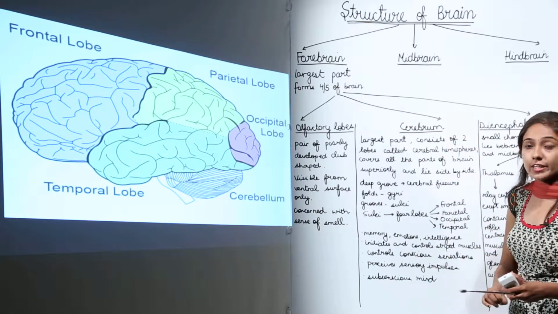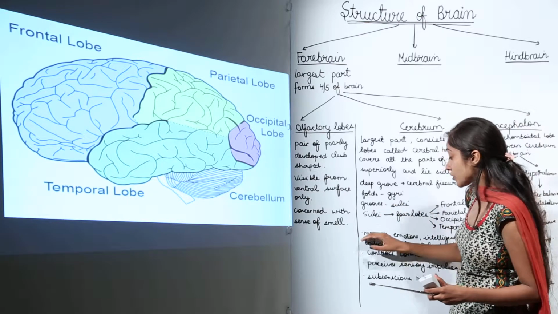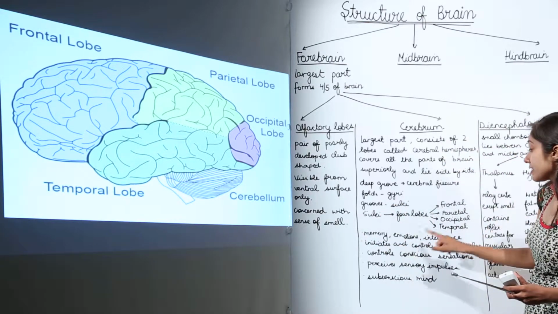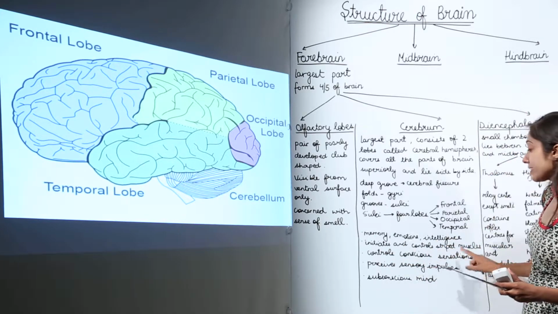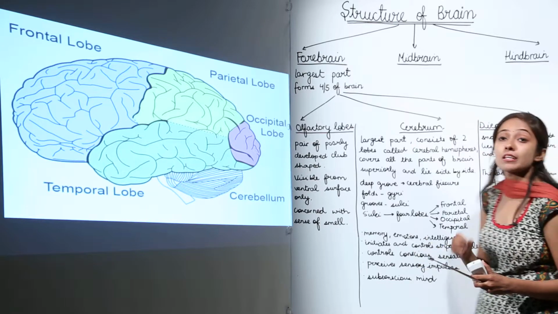What are the functions of the cerebrum? It relates to memory, emotions, intelligence, initiates and controls striped muscles, controls conscious sensations, perceives sensory impulses, and the subconscious mind.